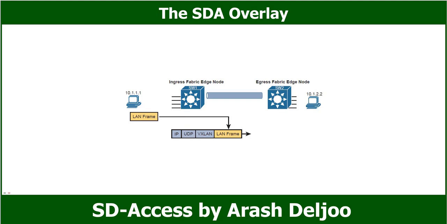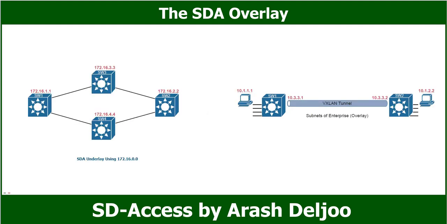When an SDA endpoint, for example an end user computer, sends a data link frame into an SDA edge node, the ingress edge node encapsulates the frame and sends it across a VXLAN tunnel to the egress edge node. To support the VXLAN encapsulation, the underlay uses a separate IP address space as compared with the rest of the enterprise, including the endpoint devices that send data over the SDA network. The overlay tunnels use addresses from the enterprise address space.